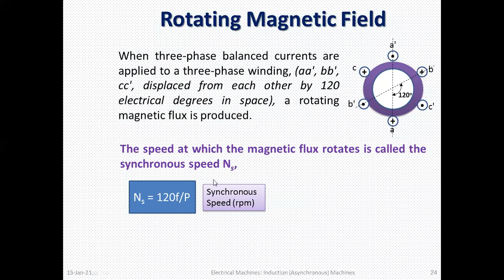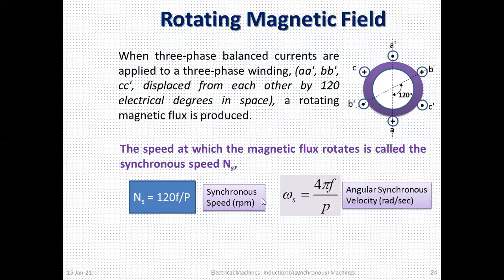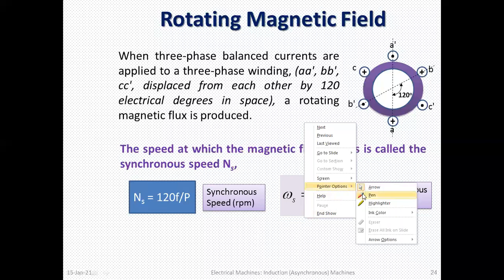This is the definition of synchronous speed, and its mathematical relation is 120 f by p. That is called synchronous speed. And if you convert it into omega, it will be 4 pi f by p. This is called angular synchronous speed. This speed is measured in rpm, rotations per minute. If we convert into radians per second, then it will be equal to 4 pi f by p. It can be very easily verified how we get it.